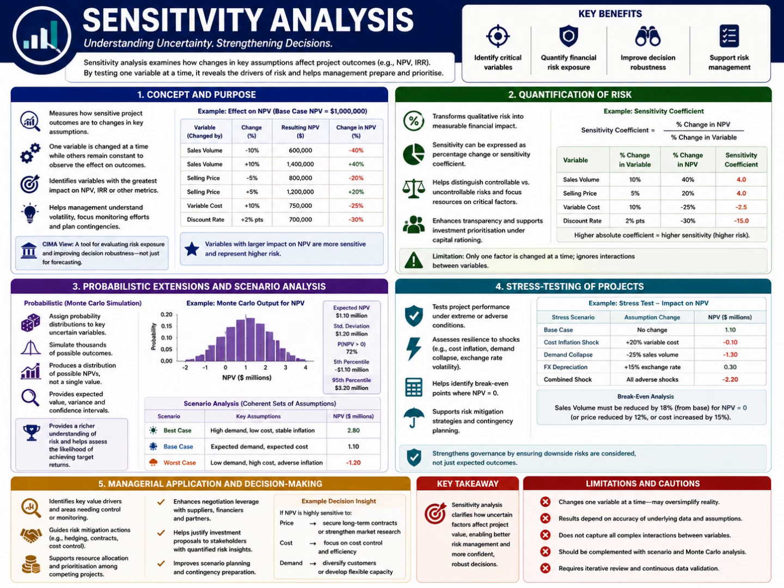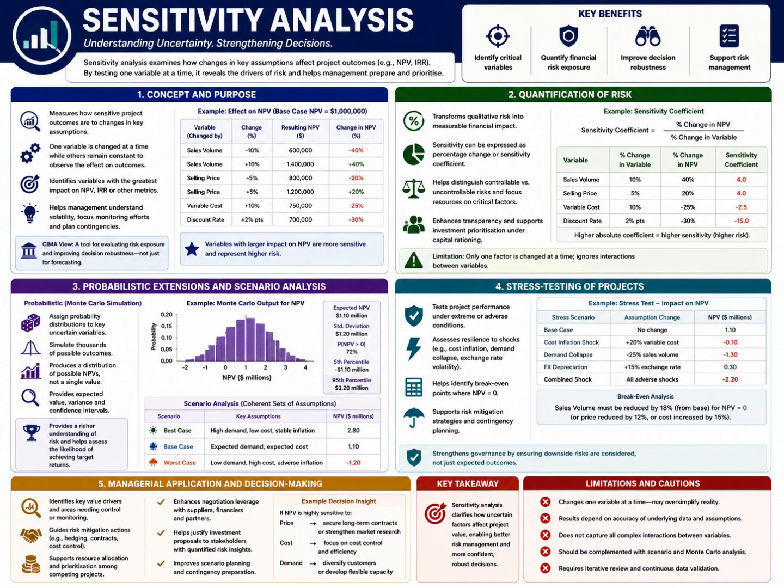This quantification aids in distinguishing between controllable and uncontrollable risks, allowing management to focus resources on the most critical factors. CIMA notes that risk quantification enhances decision-making transparency, as stakeholders can visualize the magnitude of uncertainty. Moreover, the analysis supports investment prioritization under capital rationing by identifying projects resilient to variable changes. However, its limitation lies in varying only one factor at a time, which may oversimplify interdependencies among variables.